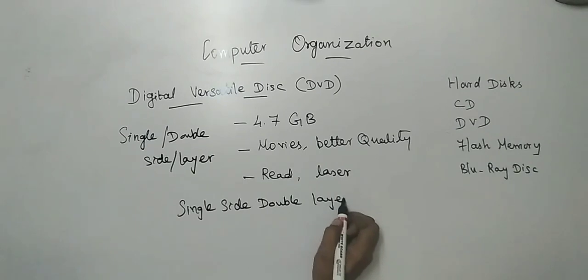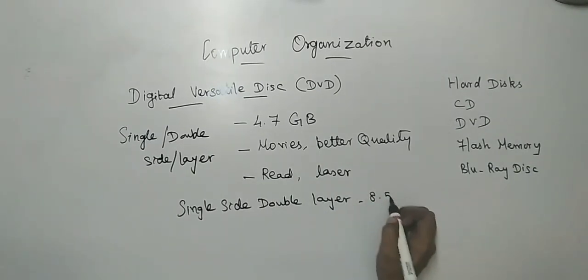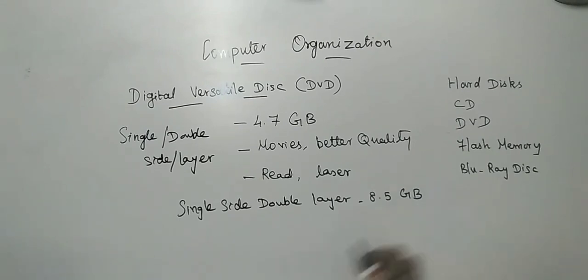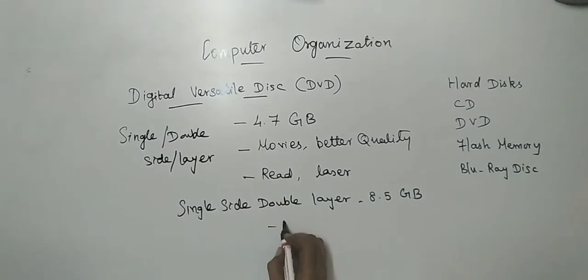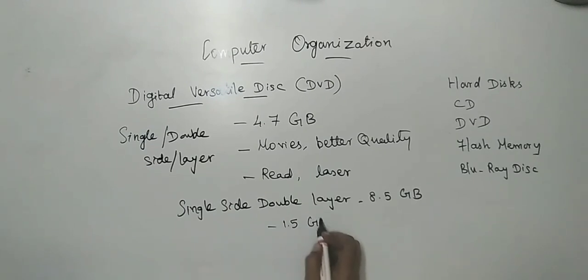What is the capacity? Yes, it is 8.5 gigabyte. That much capacity it is going to have. Similarly, the capacity of the normal one is 1.5 gigabyte. Similarly, the capacity of these layers and all, you people can see visually itself.